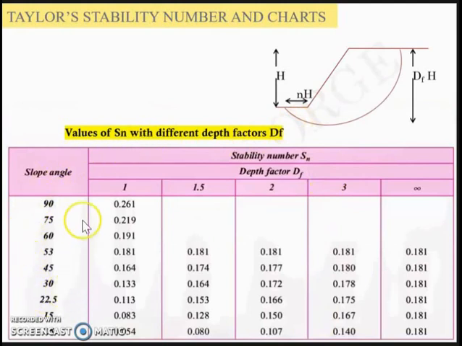Likewise, if you have different slope angles i and the depth factor df marked here, which means h being the height of the slope, df multiplied by h is the total depth at which the failure occurs. That term df is called the depth factor. Now, knowing the depth factor and the slope angle, in short, knowing the geometry of the slope, you can get the stability numbers based on this chart as well.